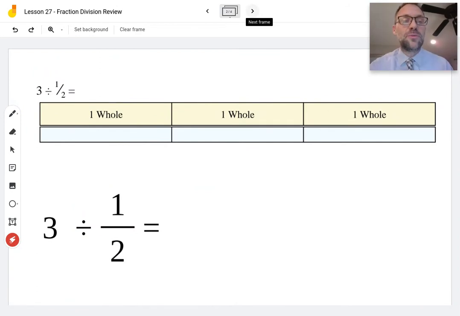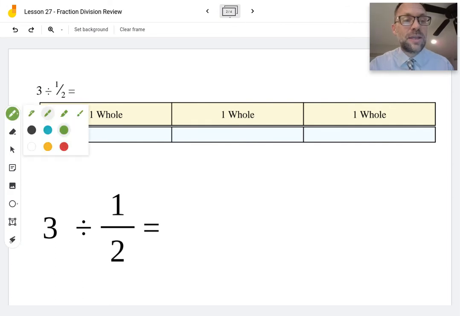The first thing we learned was to solve a problem like 3 divided by 1/2 using bar models. We learned that for each of the 1 whole bars, we can divide it by the number of pieces indicated by the denominator of our divisor, right? So if we're going to divide something in half, we're going to find 2 pieces in each.